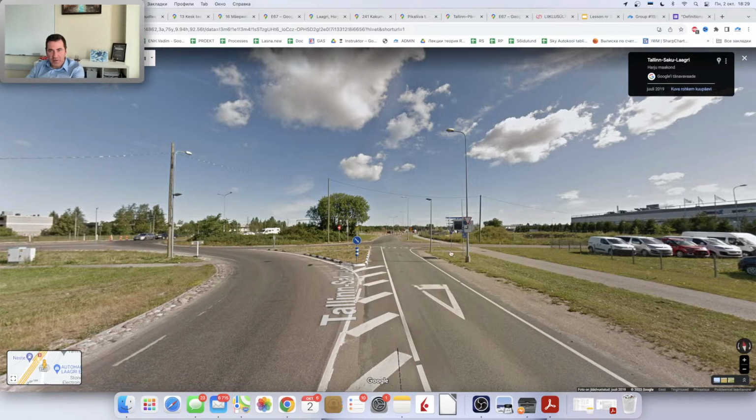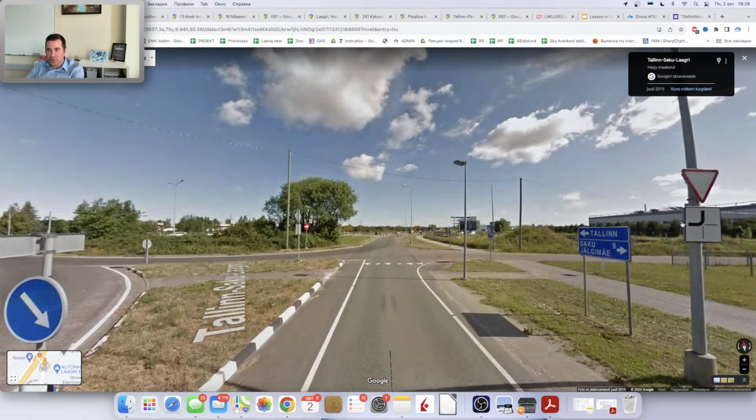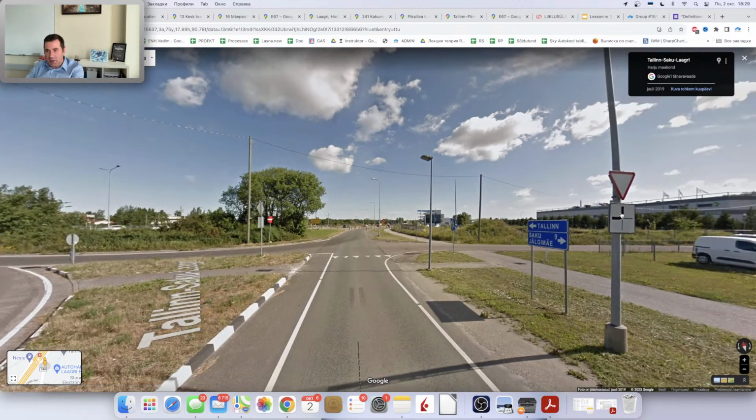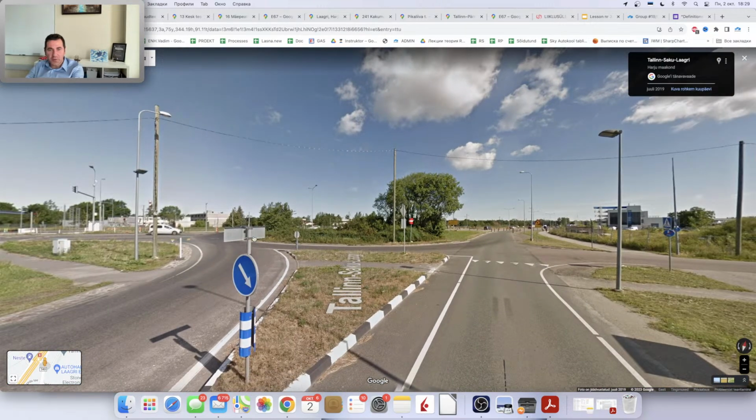Now, for example, like here, you can see that there is a give way sign, and it also tells us how the main road is going. So it's going from the left, turning to the left.